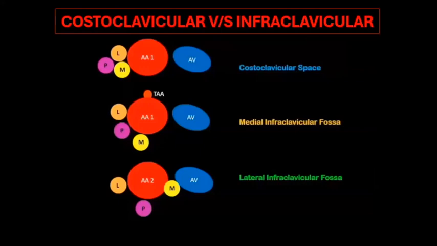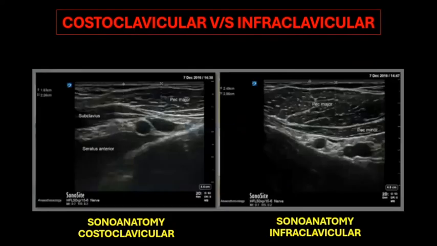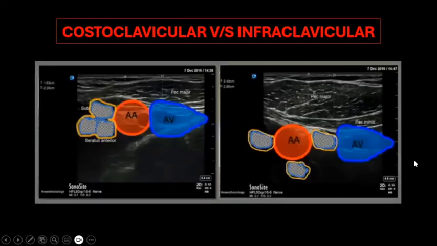Costoclavicular versus infraclavicular. We are looking at the costoclavicular space. All three cords are arranged lateral to the artery. As we go from costoclavicular to the lateral infraclavicular fossa, there's anti-clockwise rotation of the cords so that the medial cord comes in between artery and vein, the posterior cord is at the 6 o'clock position of the artery, and the lateral cord is at the 9 o'clock position. What is the relevance of this anti-clockwise rotation of the cords? You can look at the sonoanatomy. This costoclavicular space is a small, compact space while the infraclavicular space is large and deeper. It has consequences.